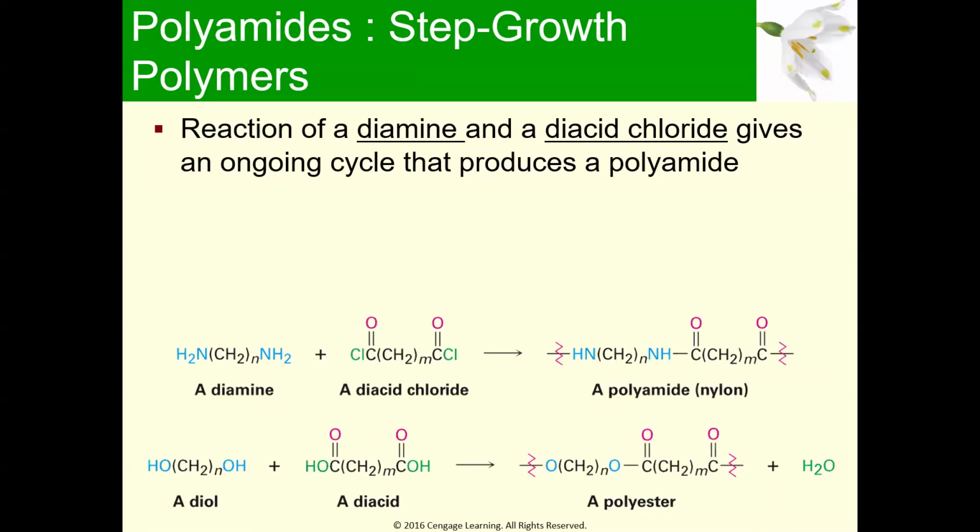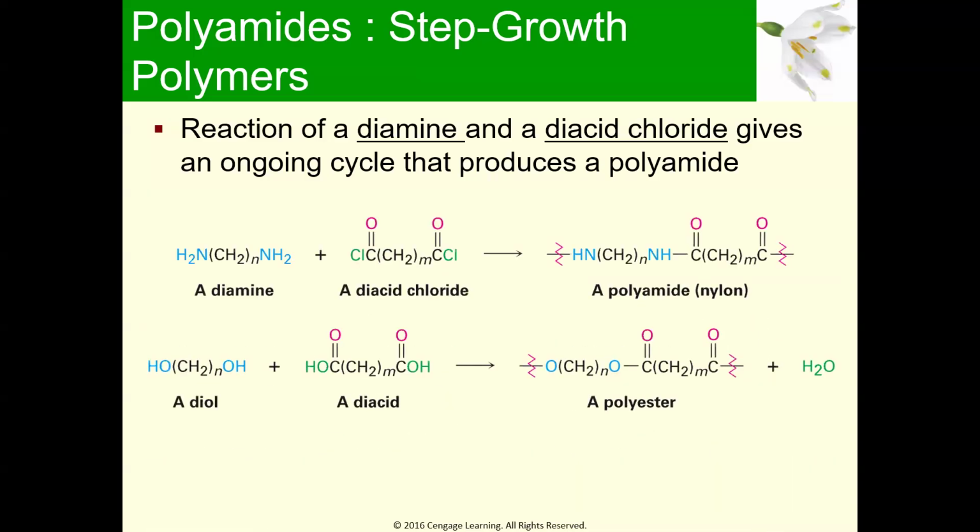Also well known as nylon. That's the more common name. There's lots of different types of polyamides. As we mentioned earlier at the beginning of the lesson, a protein is a polyamide, really, because what connects each residue, each amino acid, is an amide functional group. So when you have the reaction of a diamine with a diacid chloride, you end up with a polyamide.